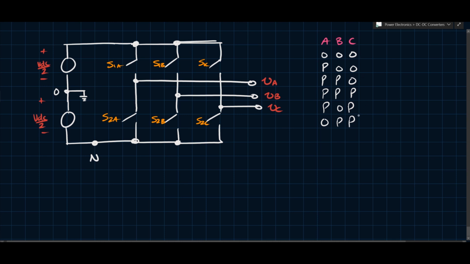I believe there should be 7 in total. I think I'm missing one. O, O, P, I guess, right? O, O, P would be the other one. So you have these switching states, and it can be any one of these combinations.